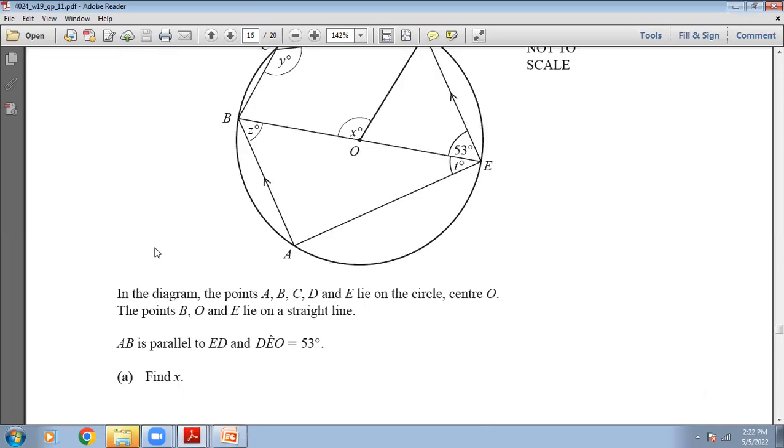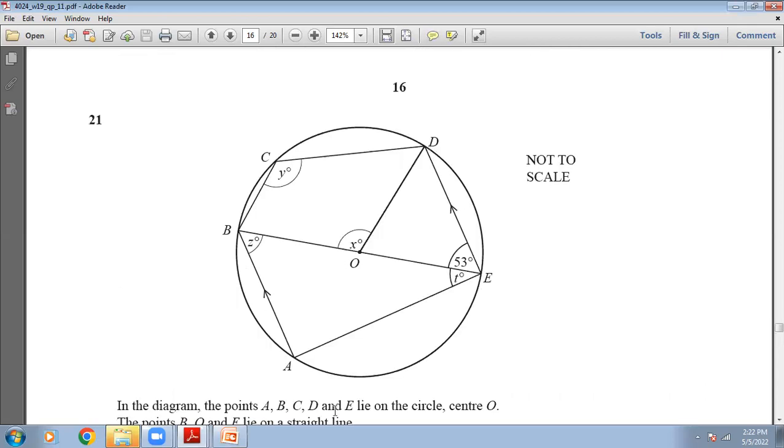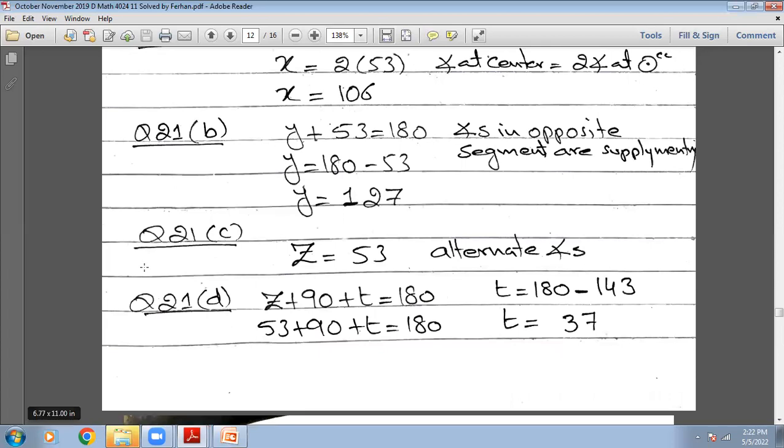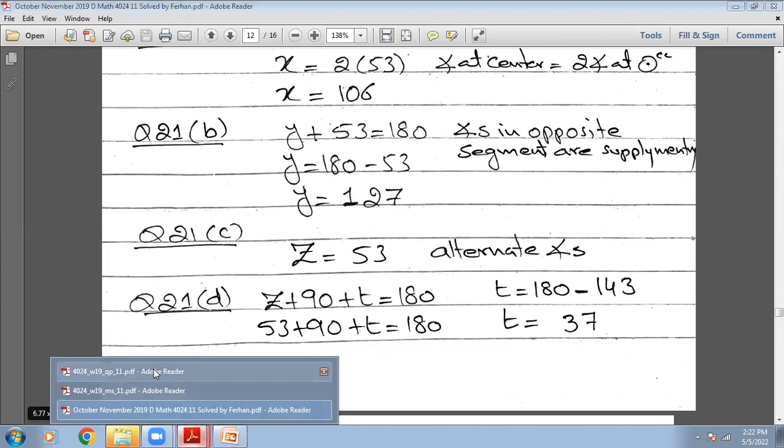Find the value of z. Can you see this? This is a parallel line. This is a parallel line. This is a transversal line. So 53 and z are alternate angles. So z will be equal to 53. The reason is they are alternate angles. So z is equal to 53 because they are alternate angles of parallel lines. Okay, so we are going to the next question.